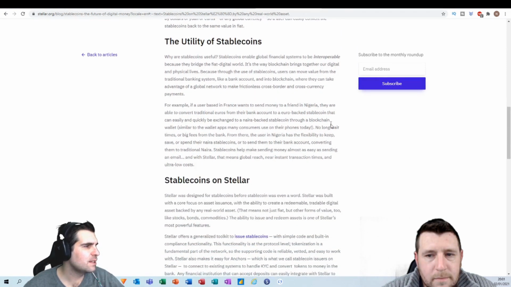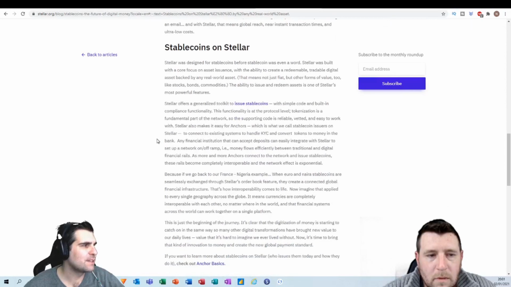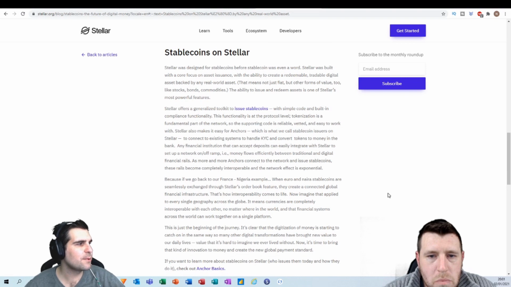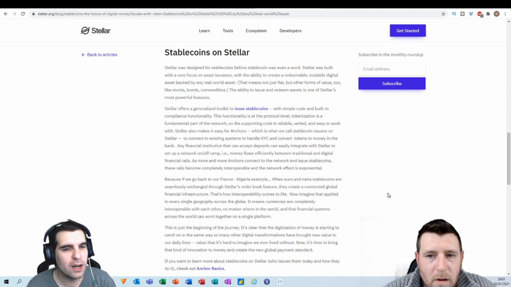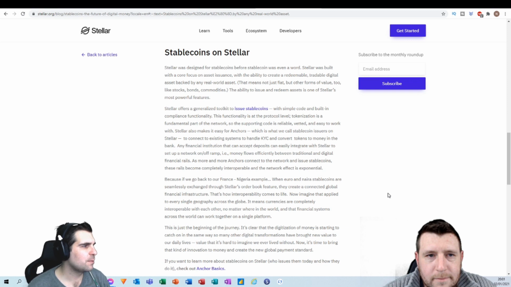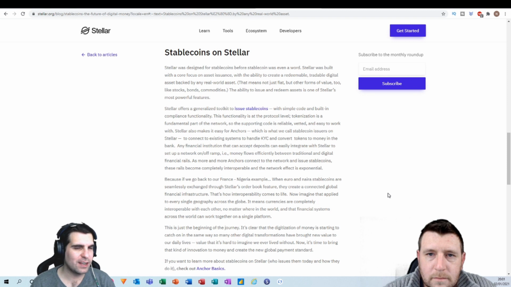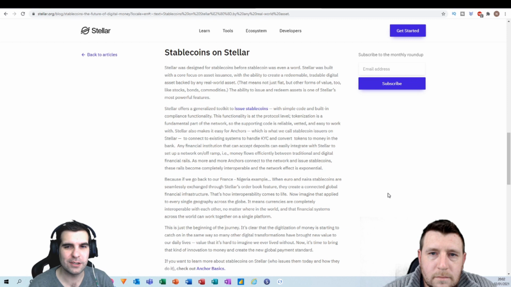The utility of stablecoins should be pretty obvious. It means you can use all the benefits of blockchain technology, but always have it stable in relation to that fiat currency. So, stablecoins on Stellar. Stellar was designed for stablecoins before stablecoin was even a word, which is just, think about that for a moment. They were definitely ahead of their time. Stellar was built with its core focus on asset issuance. So talk about tokenization, right? And a stablecoin is a tokenized fiat currency, if you really want to look at it from that level. So it's fantastic to see that this is happening.